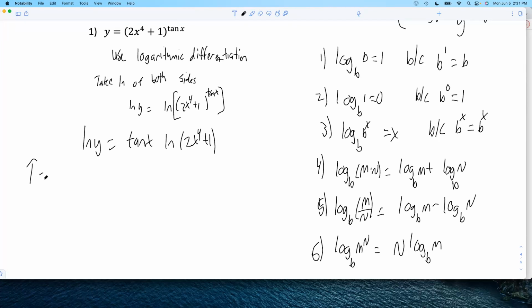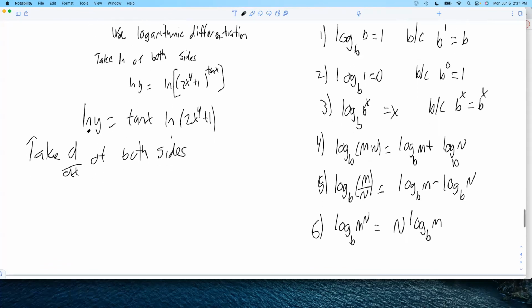Now, we take the derivative with respect to x of both sides. Here's the key. This is what makes logarithmic differentiation work. The derivative of natural log of anything is 1 over that thing times the derivative of what's inside. The derivative of y is y prime.